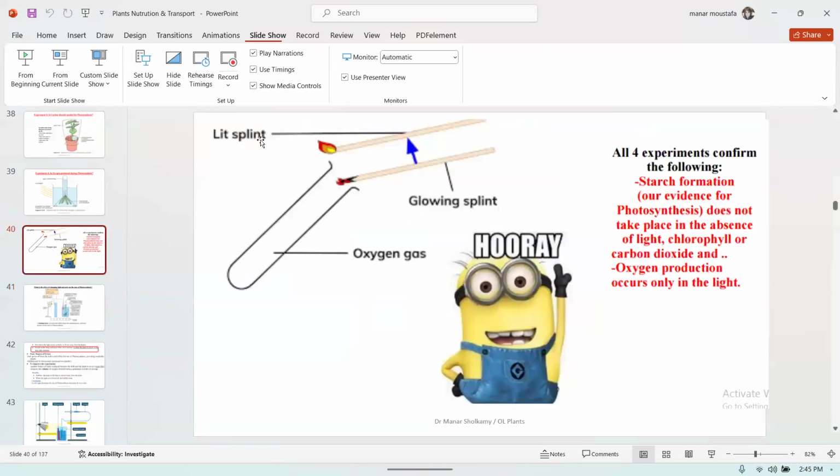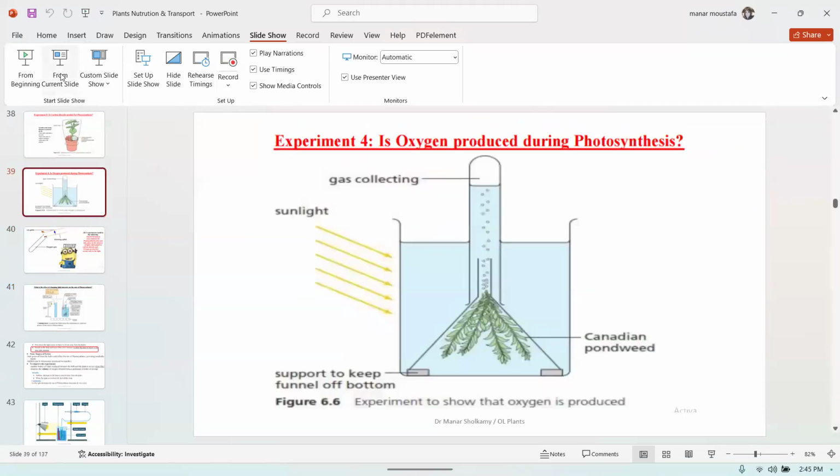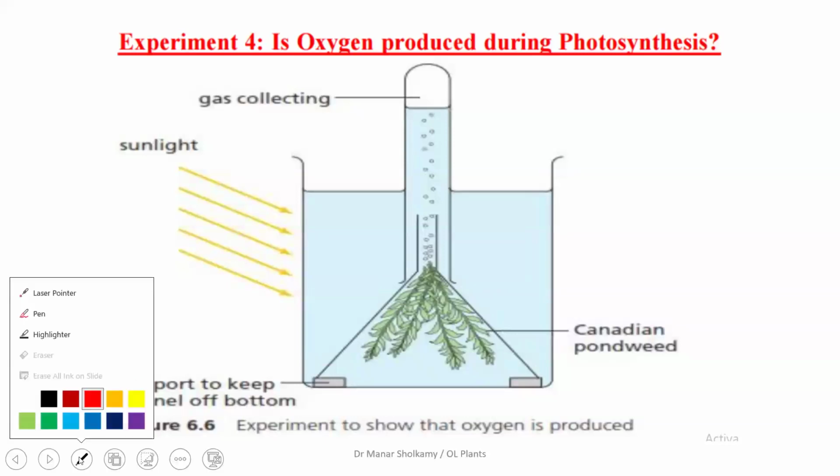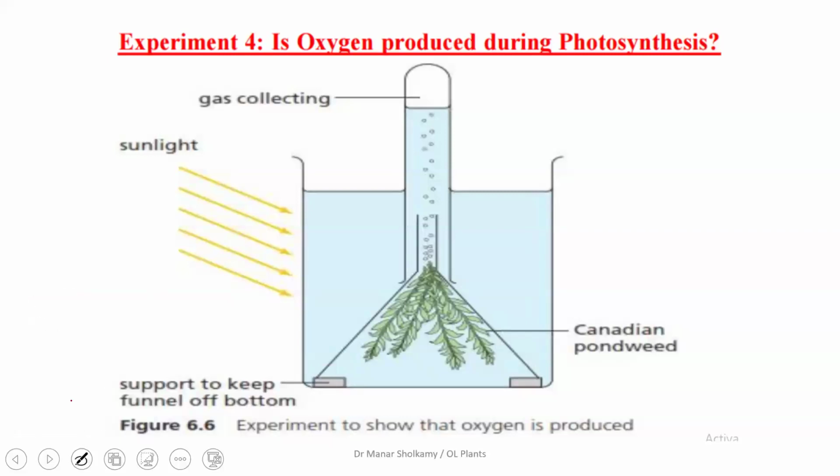Okay, so this is one experiment. We want to know if oxygen is being produced or not. We will put my plant, and first we will destarch. No, we will not destarch here. Why won't we destarch here? Are we testing for starch at the end of the experiment? No, so we're not testing for starch, so we will not destarch.